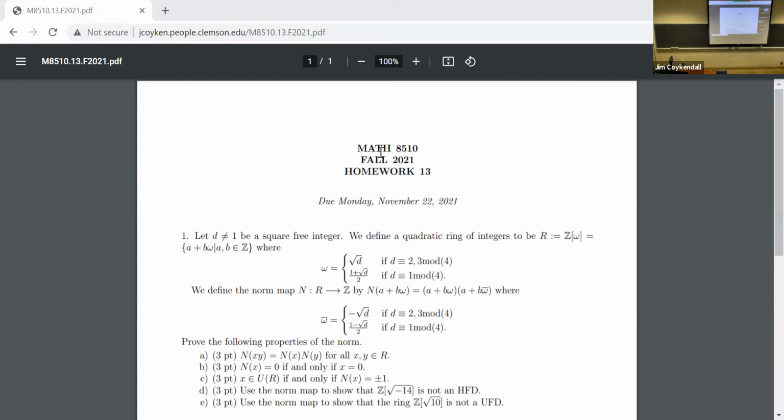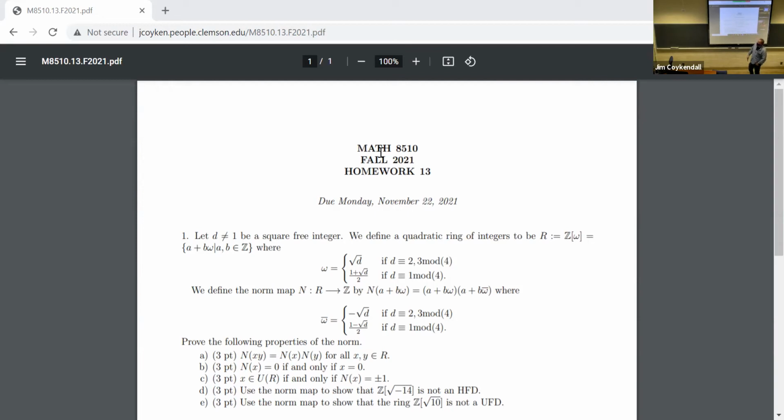So the first problem is kind of a classic. Some of you, in your algebra course or number theory course, may have done a problem like this before. Let D be a square-free integer. That means it's not divisible by the square of any integer except for one. We define a quadratic ring of integers to be Z adjoined omega, which is the set of all Z-linear combinations of 1 and omega.